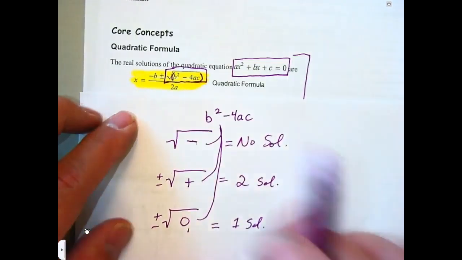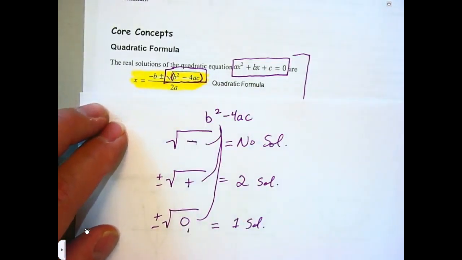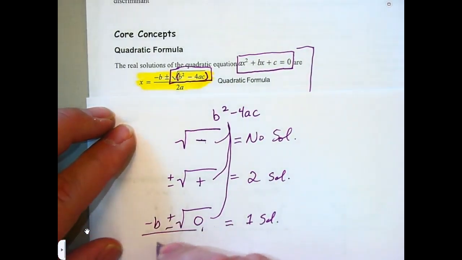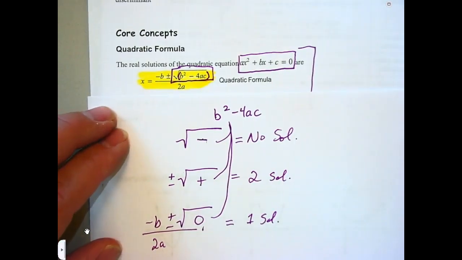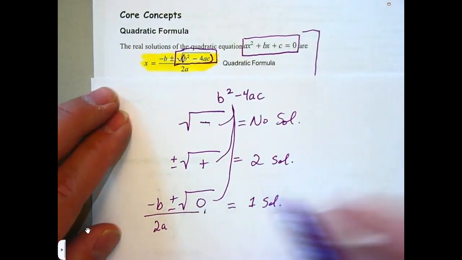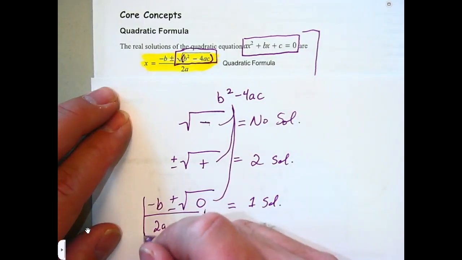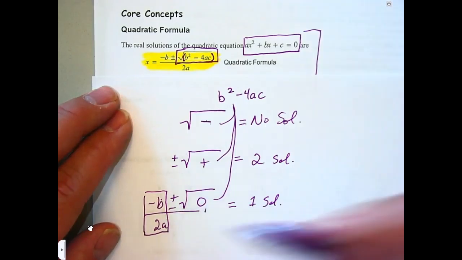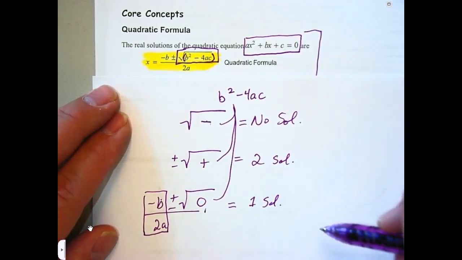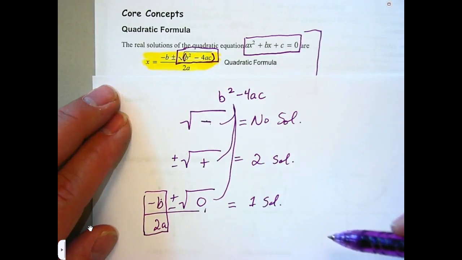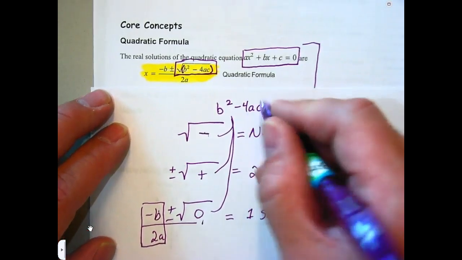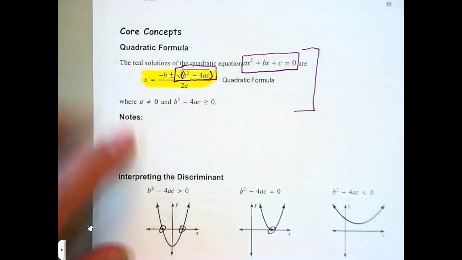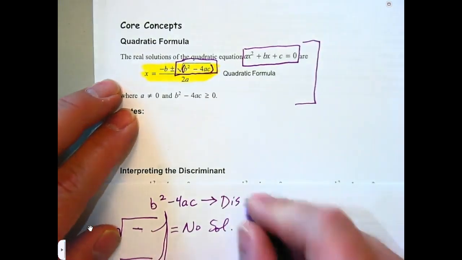Now, if that part of the formula is gone, what are you left with? Negative b over 2a. What is negative b over 2a called? That's the x value of our vertex. So if this equals 0, you haven't moved off the y-axis. That's just your answer, whatever negative b over 2a is. That becomes your one solution. This thing right here is called the discriminant. And it's listed down here as well.